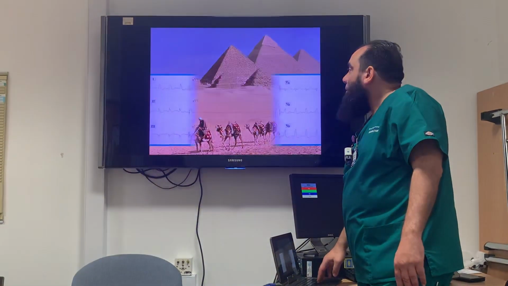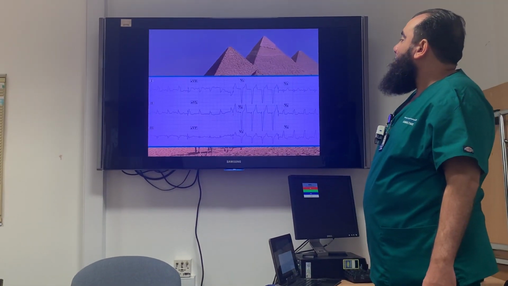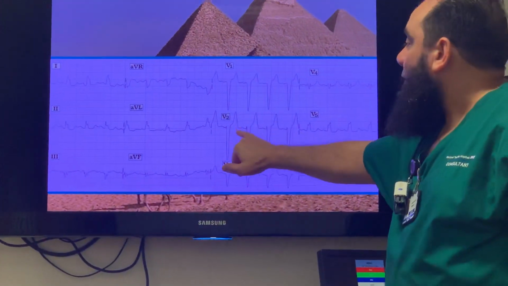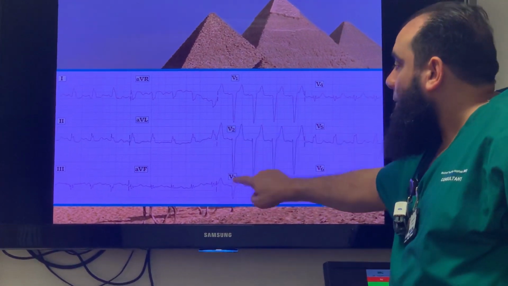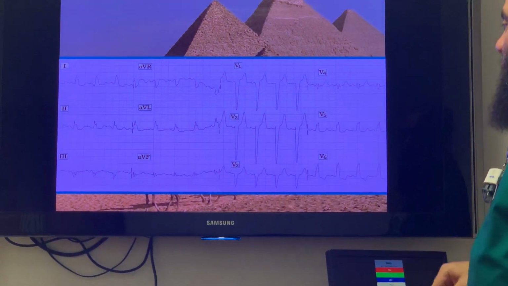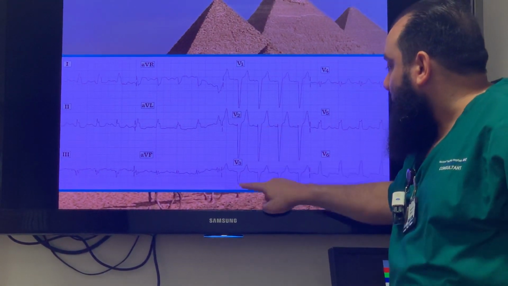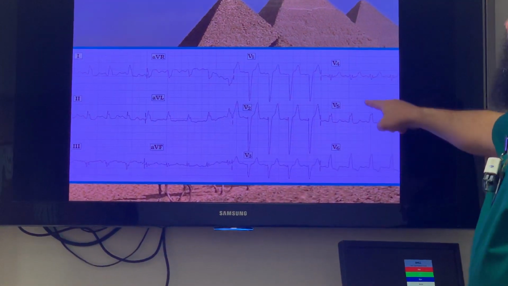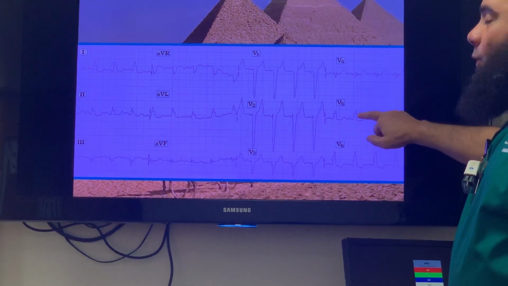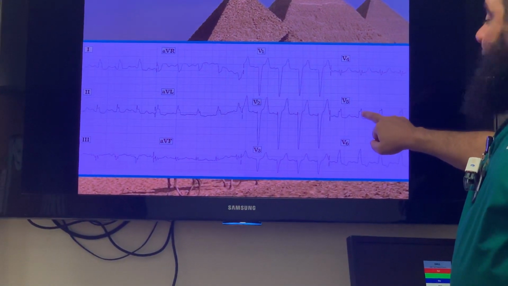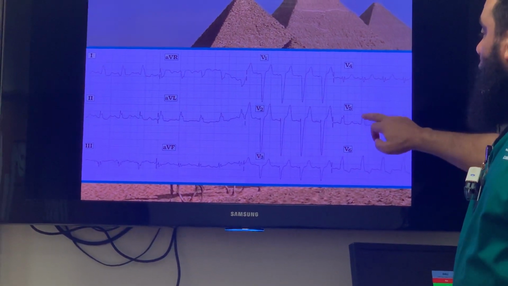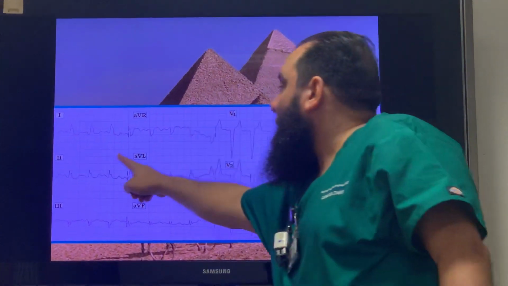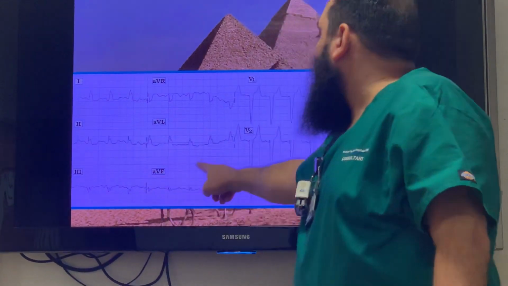Again, how it looks. QS, tiny r, big S, the same way, variable progression, isn't it? No progression, and suddenly we have the S wave, so the R wave here and there is notched and wide. Clearly. Same way in lead 1, same way in AVR.